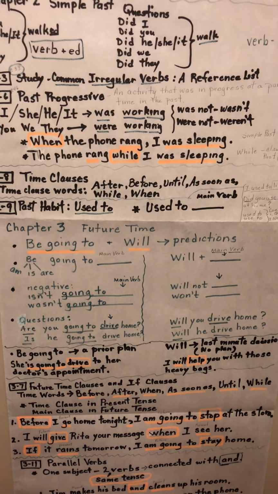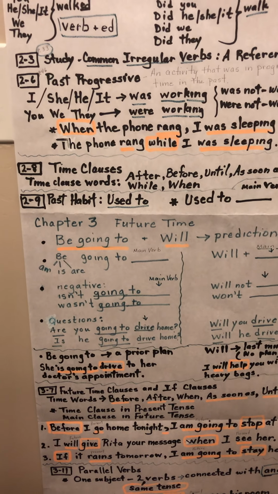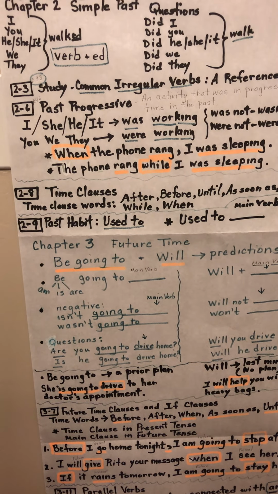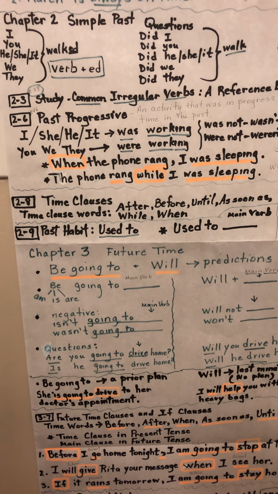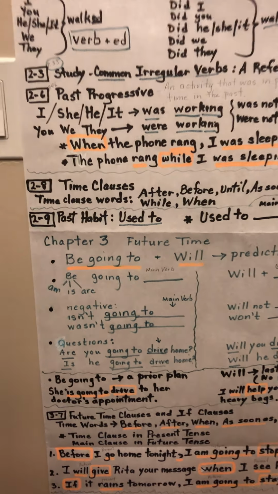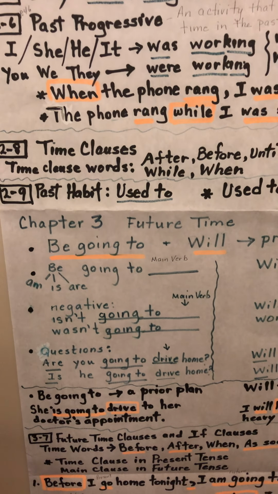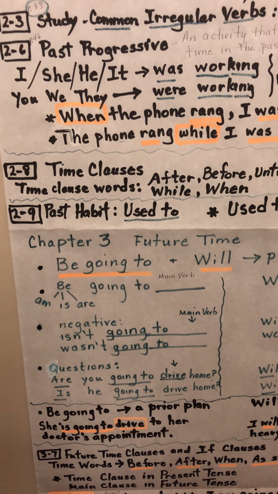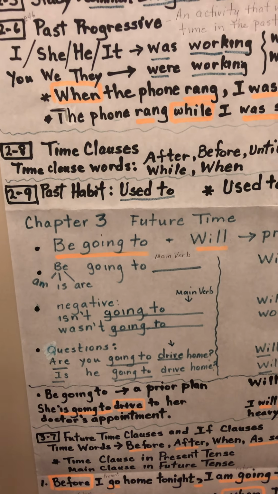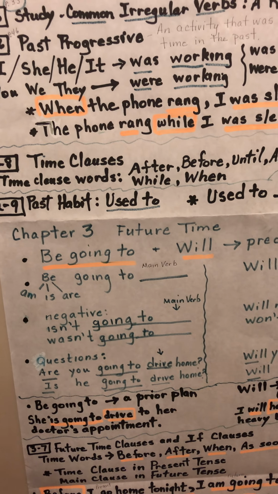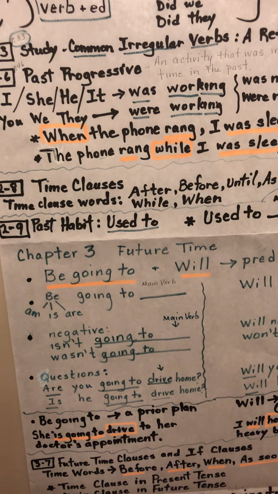Okay. When we are talking about a plan, a prior plan, we use be going to. We use be going to when we have a prior plan. For example, she's going to drive to her doctor's appointment. We know that there was a plan. She had to call her doctor and make an appointment. So we use be going to.